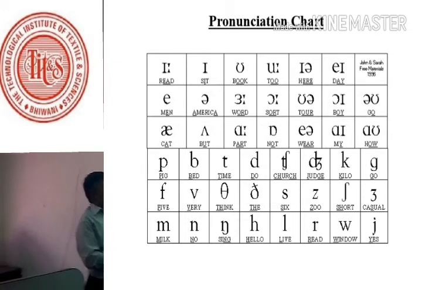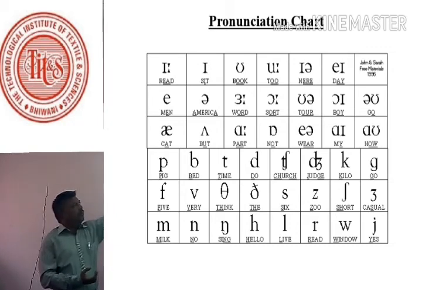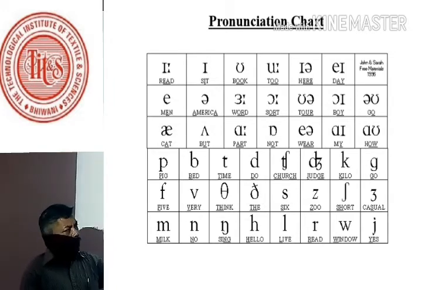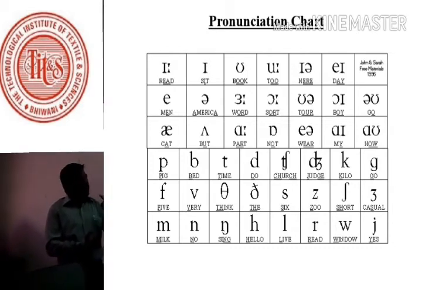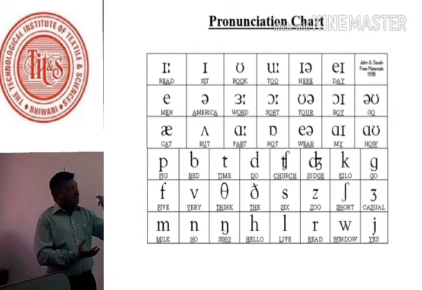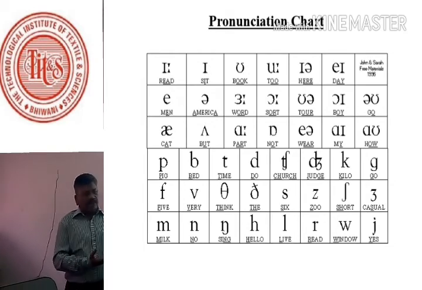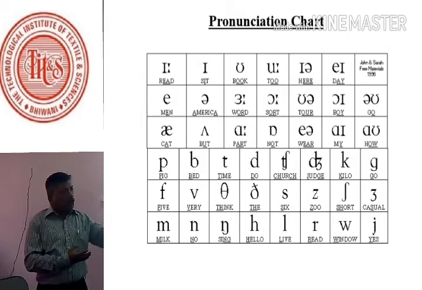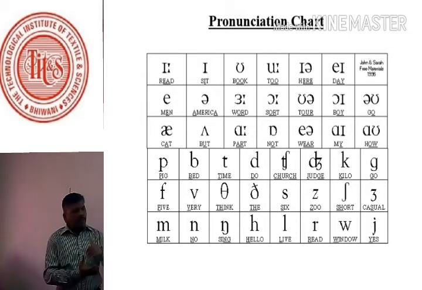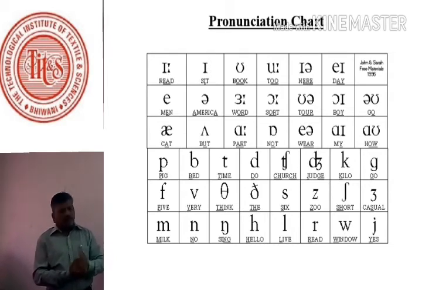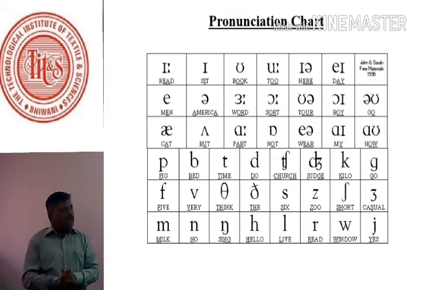Then the bottom three lines represent eight symbols each. These 24 are consonants. "P" in pig, "b" in bed, "t" in time, "d" in do, then "ch" as in church, "j" as in judge, "k" as in killer, "g" as in girl, "f" as in five, "v" as in very, and "th" as in think, "th" as in the, "s" as in six, "z" as in zoo, "sh" as in short, and "zh" as in casual, "m" as in milk, "n" as in now, "ng" as in thinking, "h" as in hello, "l" as in life, "r" as in right, "w" as in window, and "y" as in yes.